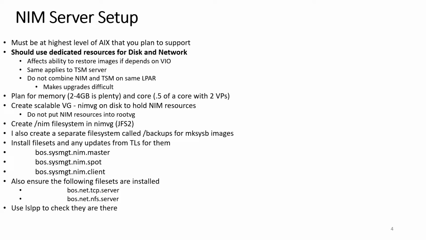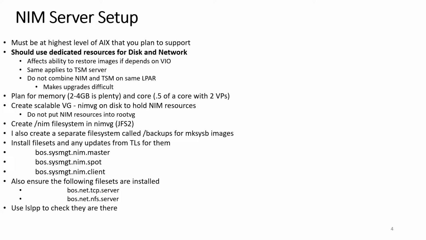When you're setting up your NIM server, the most important thing to remember is it must be at the highest level of AIX you plan to support. So normally whenever a new level of AIX comes out, the first thing I do is update my NIM server. It should also use dedicated resources for the disk and network. A lot of people create a NIM LPAR that is dependent on the VIO servers. The problem with that is if the VIO servers go away, how are you supposed to restore the VIO servers from your NIM server? So I try to have my NIM server be its own LPAR with its own network card and one SAN card all of its own. That basically means that I should be able to recover anything.